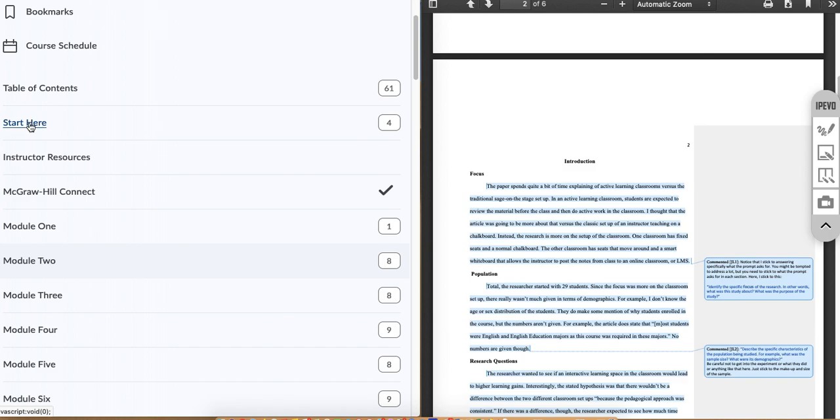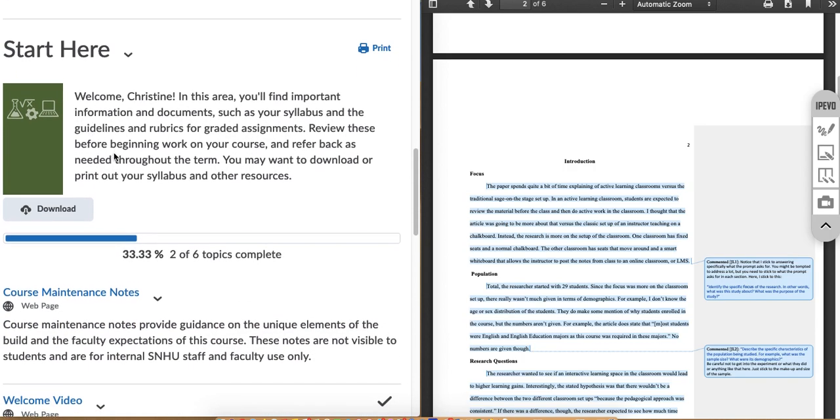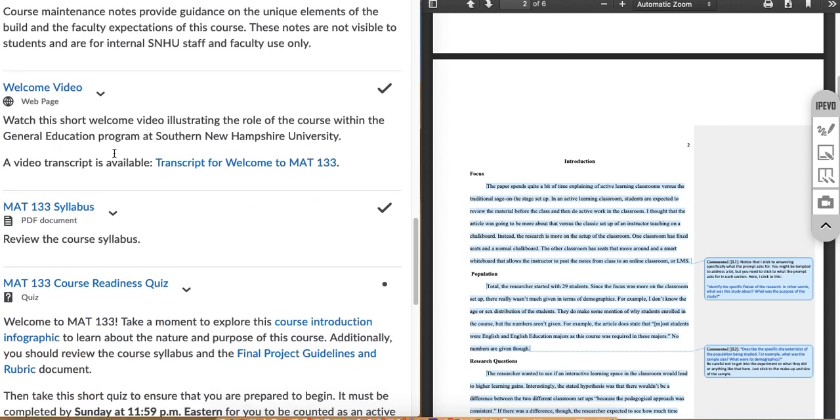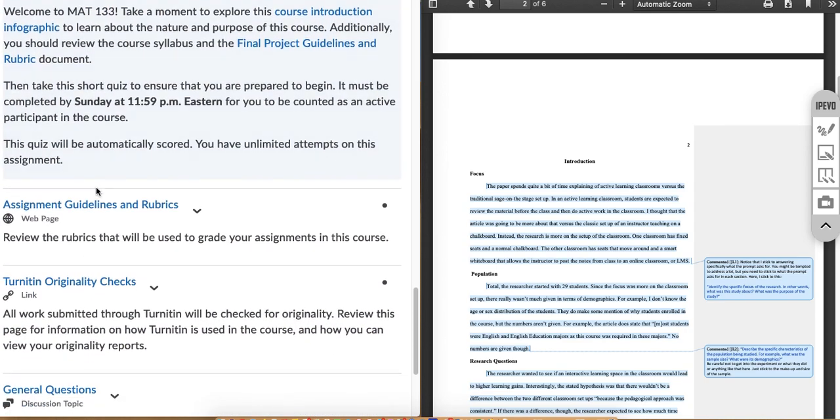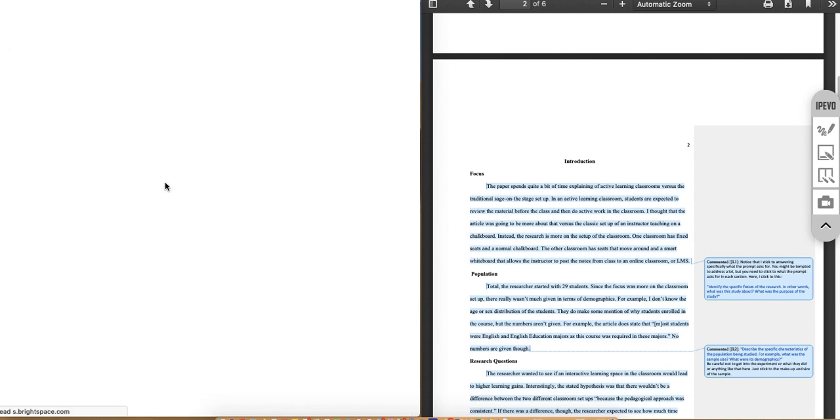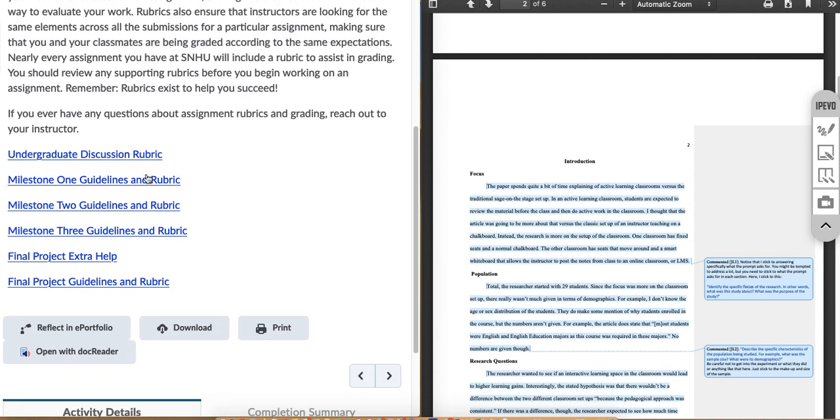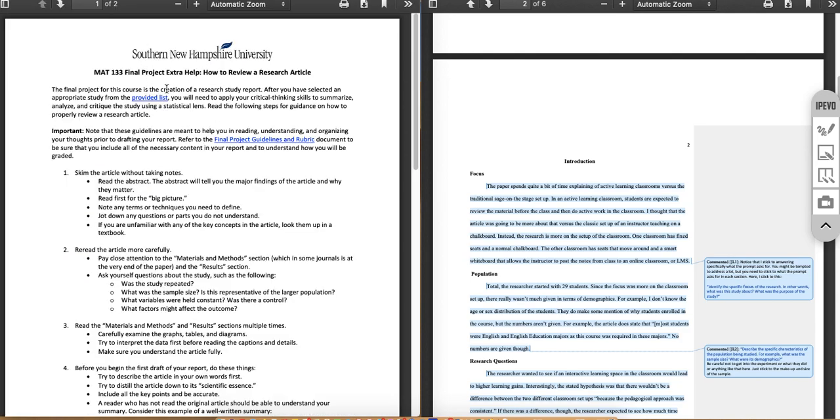So now I'm going to go into start here. And if you look, let's see, it's down here under assignment, guidelines, and rubrics. So here you'll notice there are different rubrics and links for them. And for the milestones, right now we're going to take a look at milestone 1, guidelines and rubric, as well as the final project extra help. So here's the final project extra help.